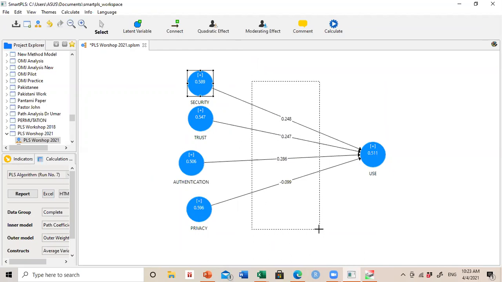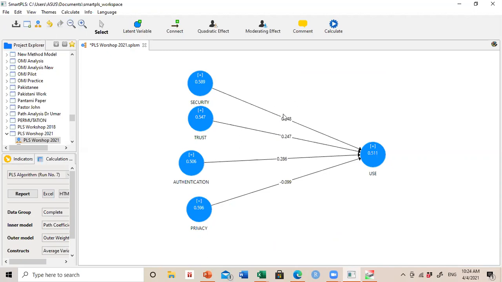These numbers, we said, should be between 0 and 1. Sorry, between 0.1 and 1. The closer it is to 1, the more significant, the stronger the relationship.